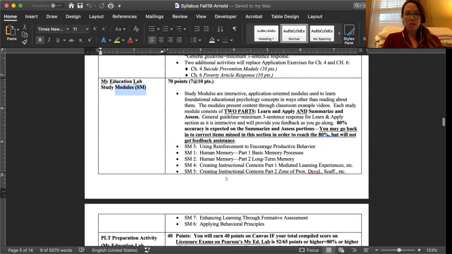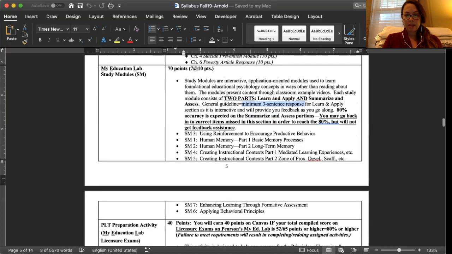The study modules, 70 points here. There's 2 parts to them: learn and apply, and summarize and assess. When you do the learn and apply, you need to write in a 3-sentence minimum, where you guys can all do that, 3 sentences on the learn and apply. You need to get an 80% on the summarize and assess portion. You can go back and correct those for the multiple choice sections.